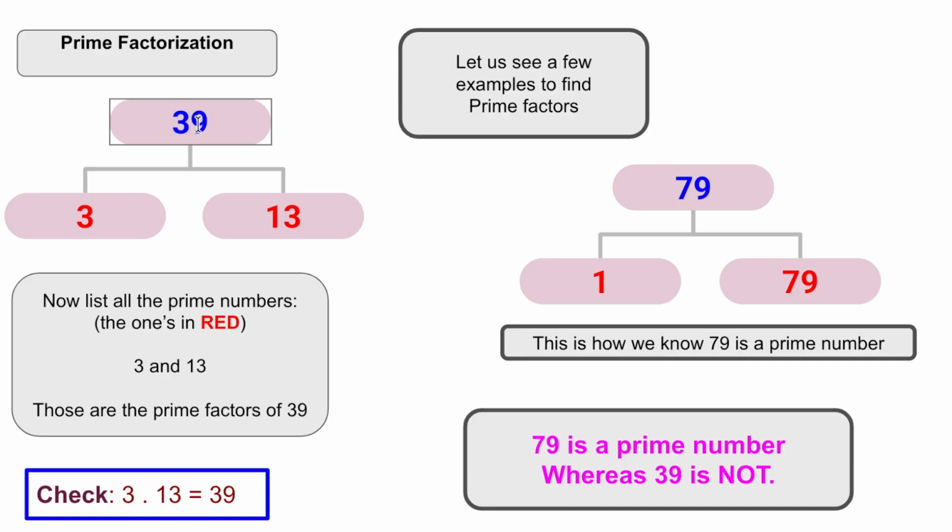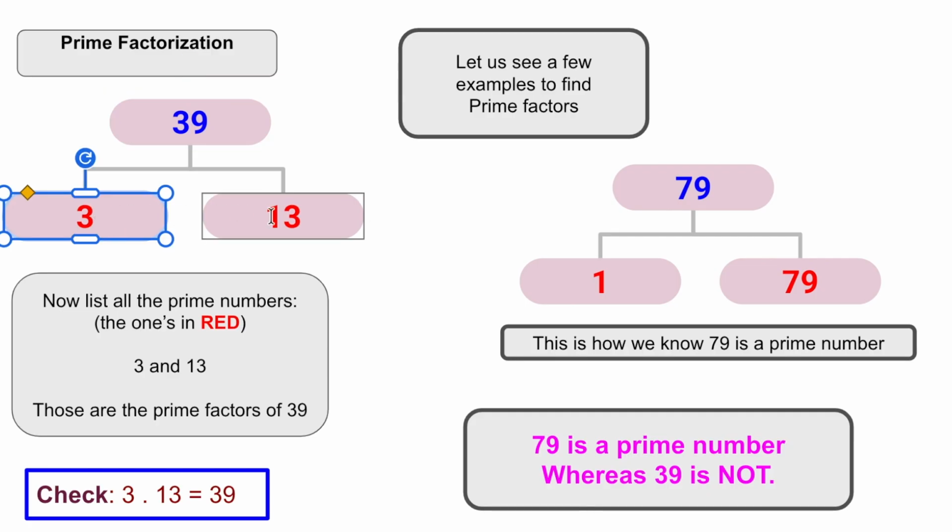For example, the factors of 39 are 3 and 13. These are the only two numbers that can divide 39 without a remainder. That's why they are factors there. And both 3 and 13 are primes. There's no further division we can do there. We cannot find any further products except 1 times 3 is 3 and 3 times 1 is 3, and 1 times 13 is 13 and 13 times 1 is 13.